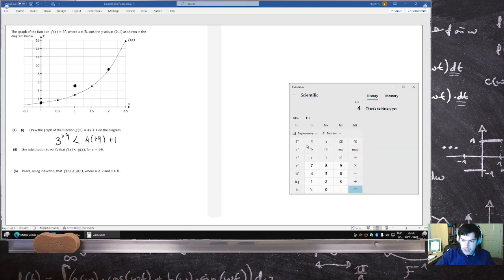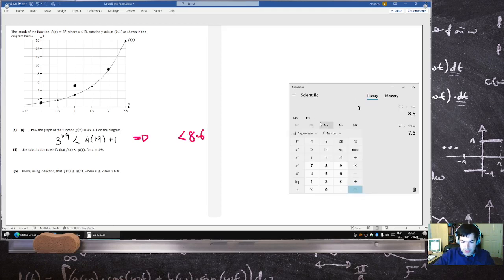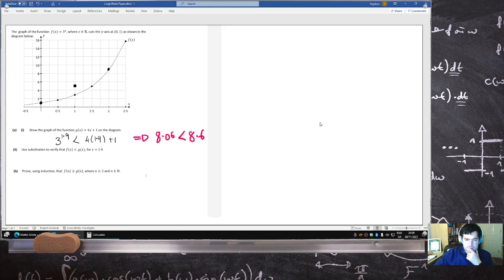Okay, 4 times 1.9 plus 1, that's 8.6. And then 3 power 1.9 is 8.06. So the exponential is below the linear at 1.9. Yeah, that actually looks okay. Okay, that's done.